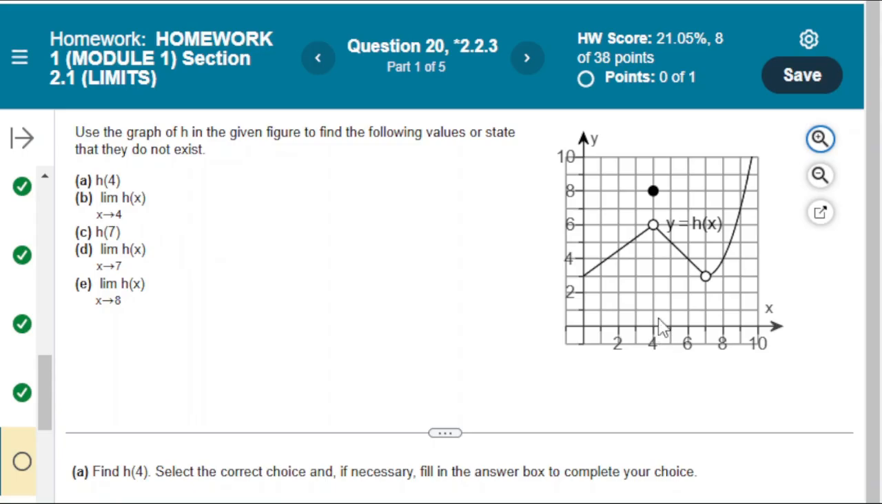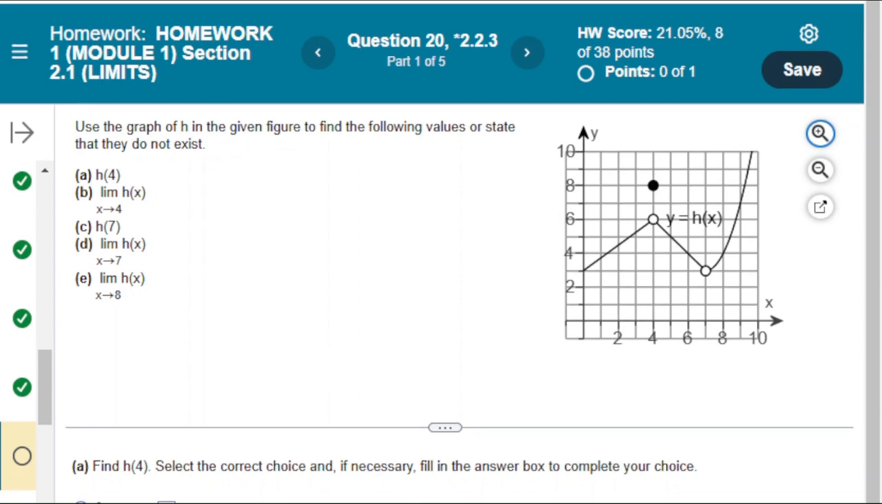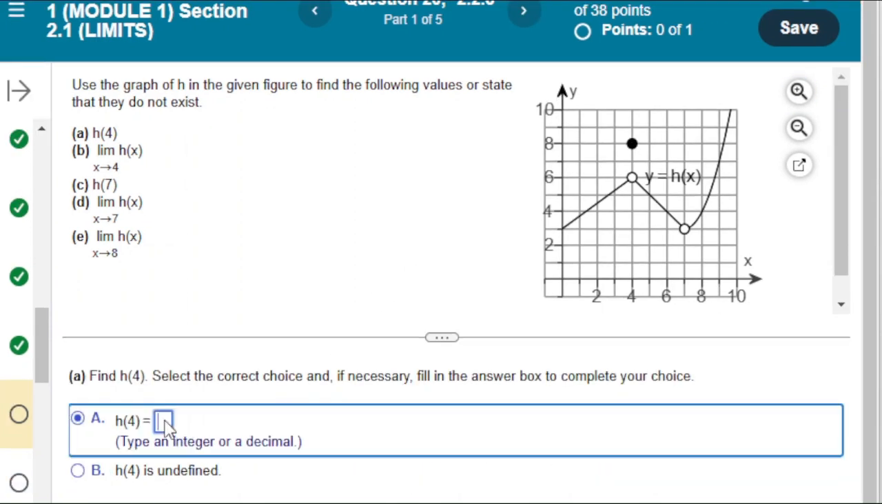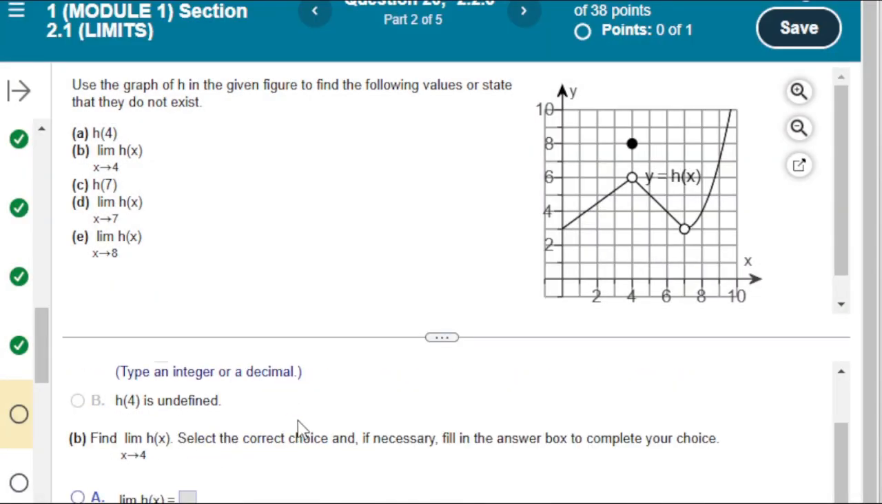Well, if we go over to 4, what is h of 4? Well, is it this value 6 here? No, it's the value 8. h of 4 is going to be 8. So let's go and plug it in. h of 4, check our answer, is 8.